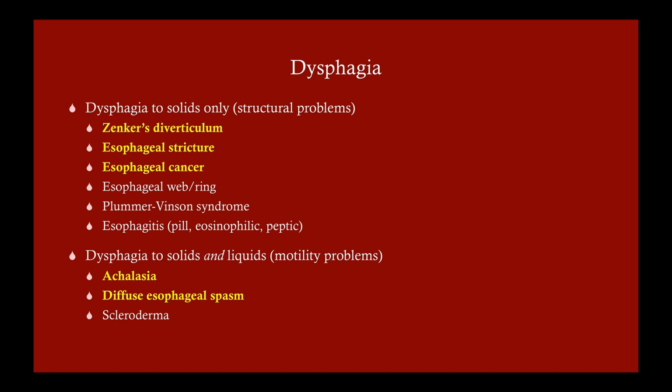All right, so we're going to talk about 5 different things here. They're bold-faced in the yellow font here. Zenker's diverticulum, esophageal stricture, esophageal cancer, achalasia, and diffuse esophageal spasm. Some of these other things I talk about elsewhere in the general surgery section or in the GI section.